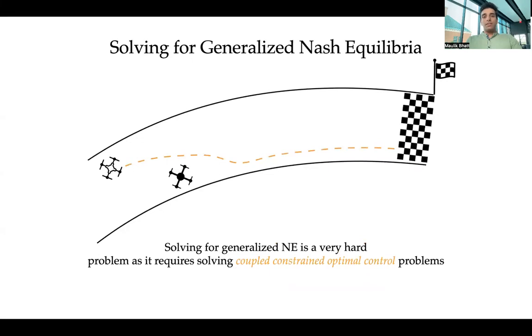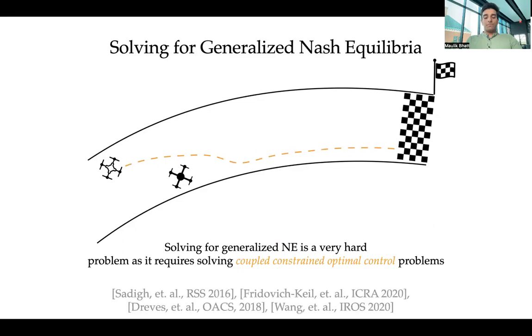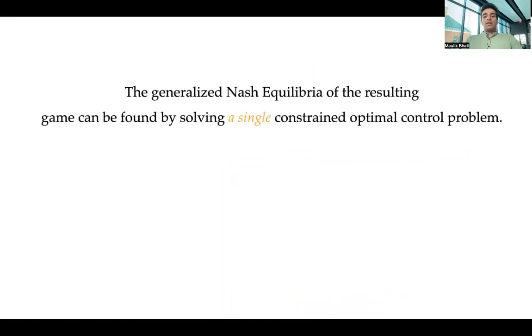There have been various recent approaches to solve this problem, ranging from iterative LQR to dynamic programming based methods to various other methods. In our work, our key idea is that the generalized Nash equilibria of the resulting game can be found by solving a single constrained optimal control problem instead of having to solve coupled constrained optimal control problems.